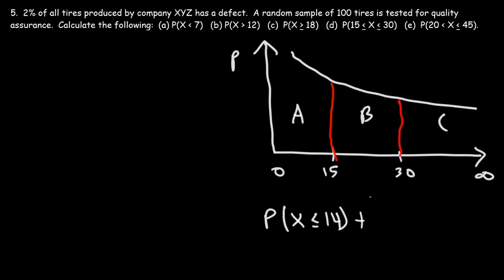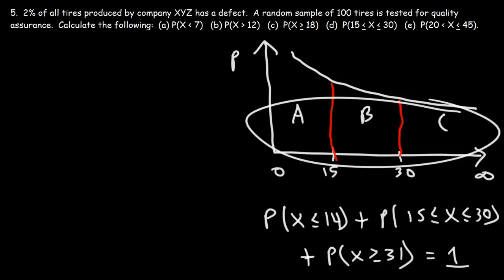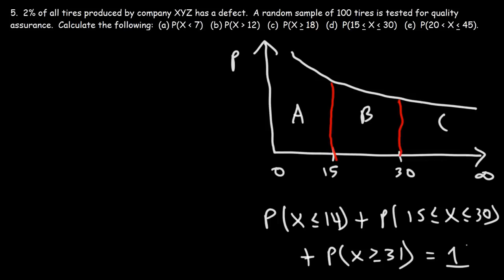For region B, that's what we're looking for. That's going to be from 15 to 30. And then region C, it's going to be beyond 30, so we're going to start with 31. Now, these values must add up to 1, because the probability from 0 to infinity has to be equal to 1. Our goal is to calculate this value here.